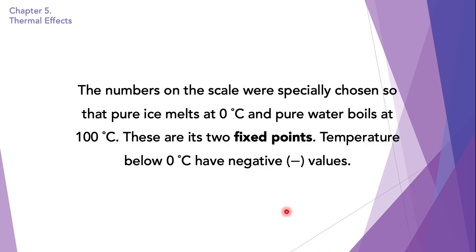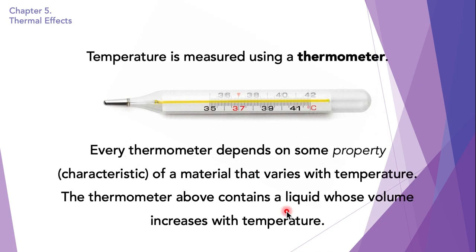So let's go ahead and look at the thermometer here. Temperature is measured using a thermometer, as we all know. One simple type is shown here. As you can see, the glass bulb of this thermometer contains a liquid, either mercury or colored alcohol. This is the glass bulb. This liquid expands when the temperature rises and pushes a thread of liquid further along the scale. So every thermometer depends on some property of a material that varies with temperature. By property we can say characteristic.